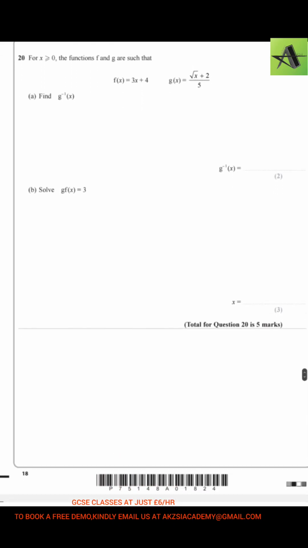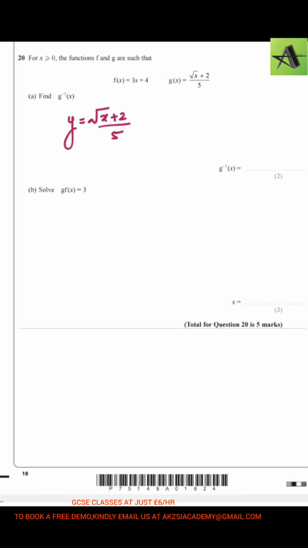For x greater than or equal to 0, the functions f and g are such that f of x is 3x plus 4 and g of x is (root x plus 2) over 5. We have to calculate g inverse of x. So if we have to calculate g inverse of x, our main focus is this g of x, that's it. So I'm just replacing g of x with y, and the rest will remain as it is. Whenever we have to calculate the inverse, we have to make x the subject.